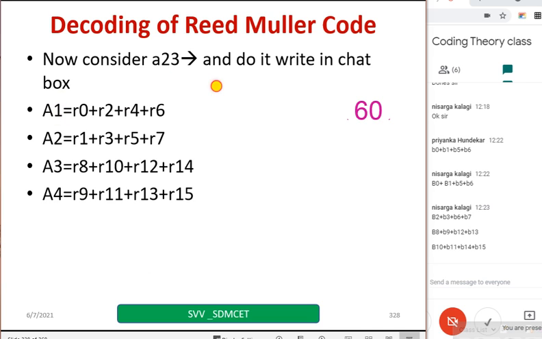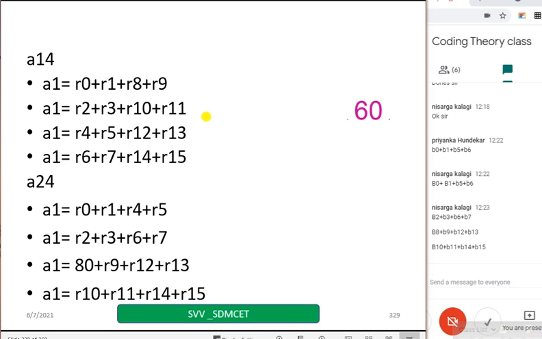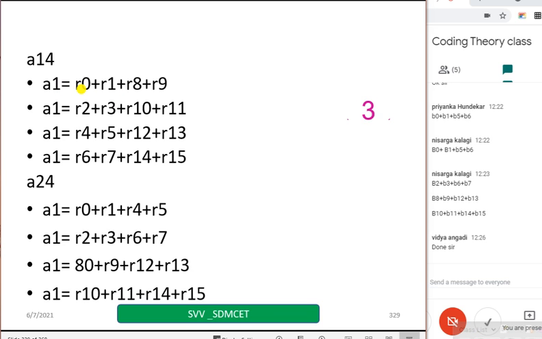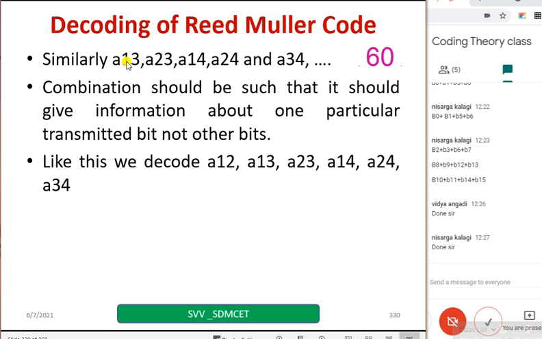Similarly, A1, A2, A3, A4, A24, A34, all these things you are doing. The combination should be such that it gives information about only one particular transmitted bit, not other bits. That is the way we are writing. Let us consider we have decoded all A12, A13, all these. Then, after decoding all this, we rewrite R dash instead of R. Now I am writing R dash equal to R minus all these contributions, I will deduct: R minus A34, A24, A14.